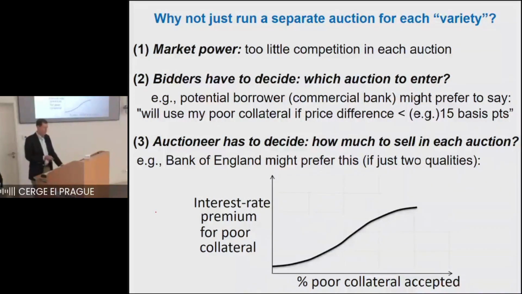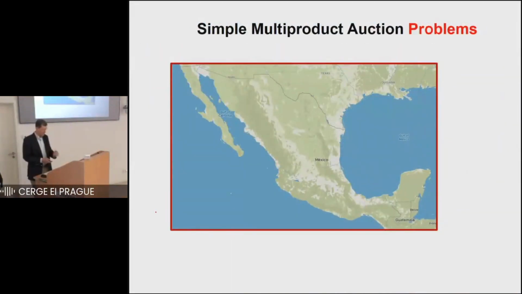So we could just run a separate auction for each variety, but that doesn't seem ideal. So there are also a number of related problems that I should now mention. I've recently been talking to the Bank of Mexico about selling bonds of different durations. It's the same situation. Should they have a single auction for each kind of bond, or should they somehow combine these auctions?